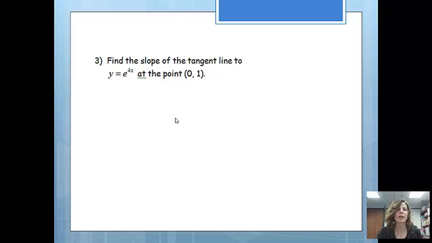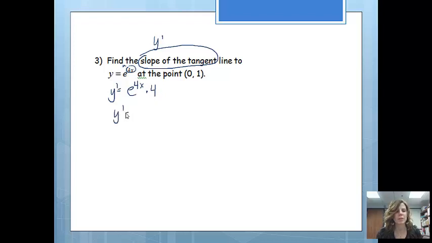Alrighty, next one. Find the slope of the tangent line to y equals e to the 4x at the point (0, 1). We know that the slope of the tangent line is just the derivative, so that's exactly what we'll be doing. We don't actually have to find an equation. We just have to find the slope. So if I look at this, I've got e to the 4x, so I'm going to let my 4x be u. We know the derivative of e to a power is exactly what it is, so e to the 4x is just e to the 4x, and then times the derivative of that u, which would be 4.